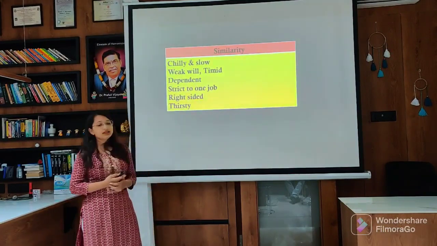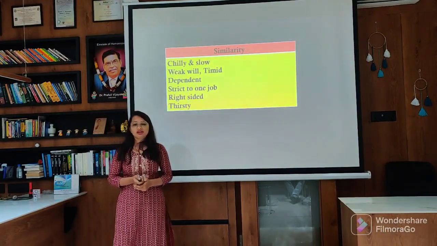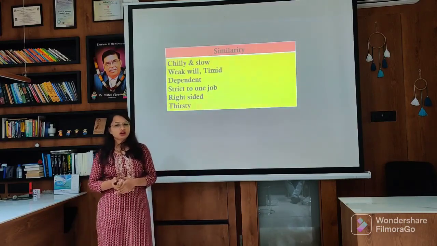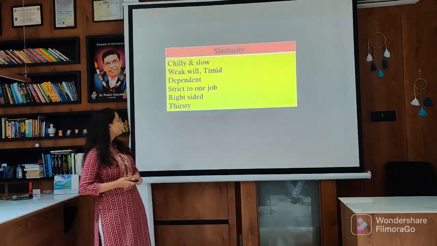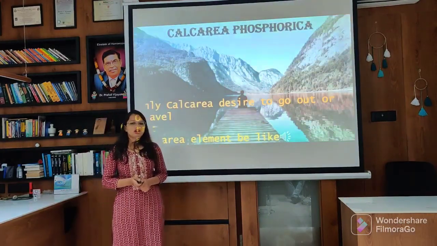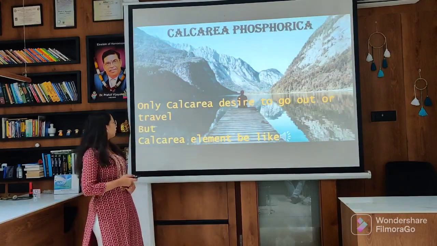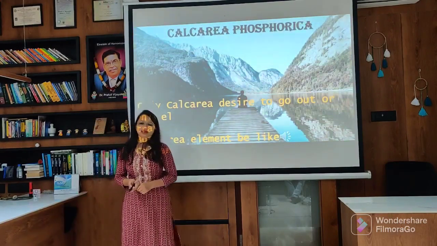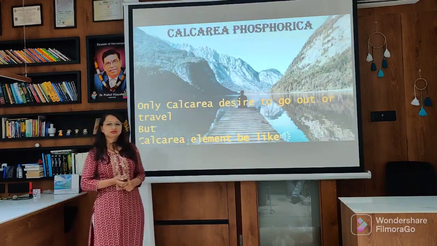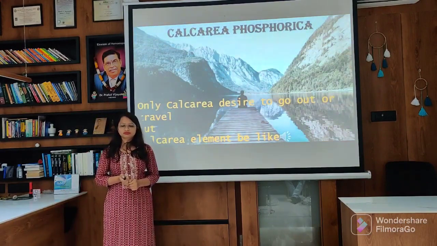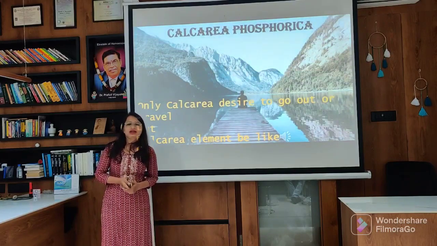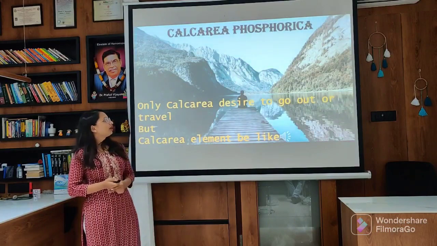Similarities: chilly and slow, weak will, timid. They both are dependent, stick to one job for a long time. They are both right-sided and thirsty. Calcarea first. Only Calcarea desires to go out or travel. But the Calcarea element is like, they want to go home when they are out.